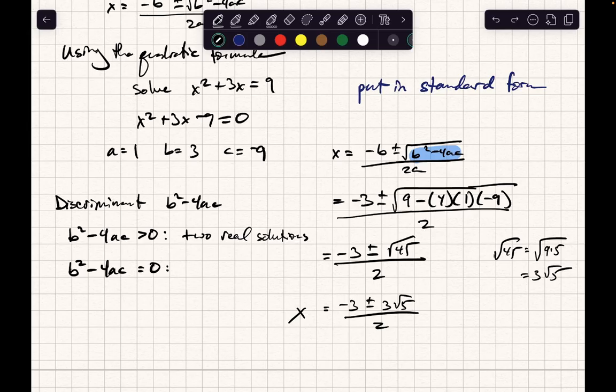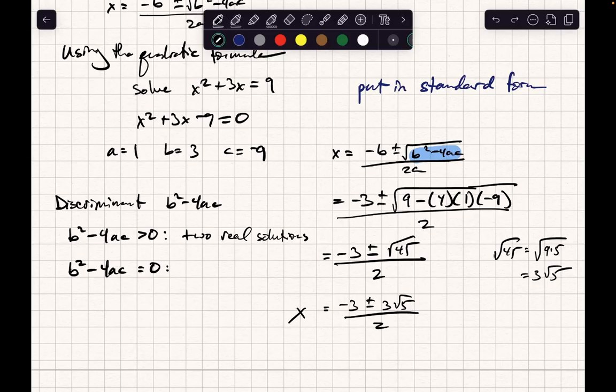Do you accept that you get two solutions here? 3 plus something over 2, 3 minus something over 2, two different solutions. What if this part had been 0? Then there would not be the plus and minus, there would be 1. It would just be minus 3 over 2. So it would just be one solution. So if this part under the square root is 0, then how many solutions do I have? Solution uno. 1.